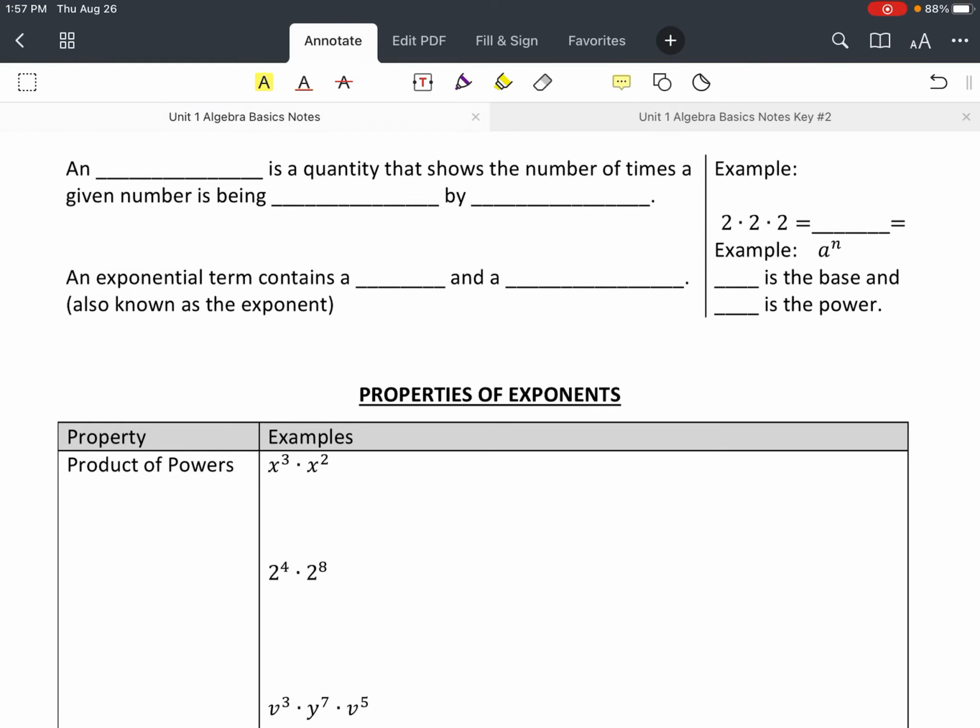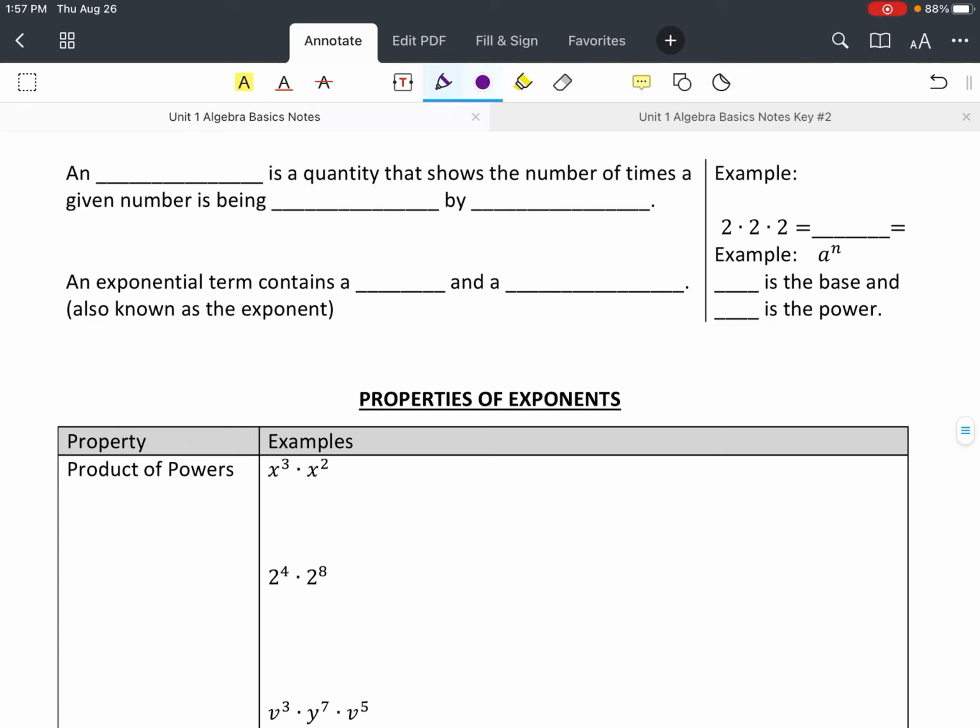In this video, we are going to be talking about some of the properties of exponents. Before we begin, we need to understand what an exponent is. An exponent is a quantity that shows the number of times a given number is being multiplied by itself.